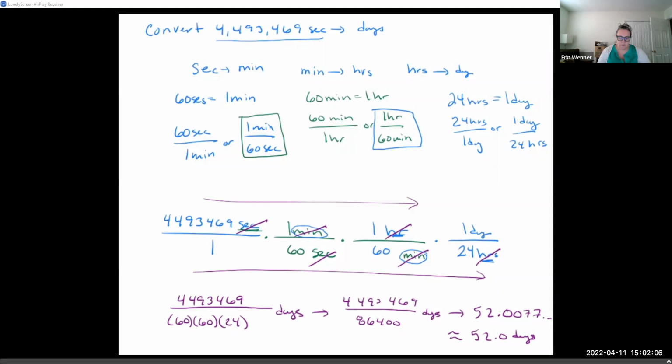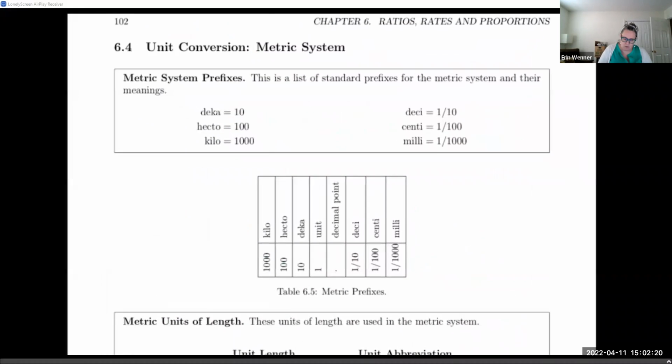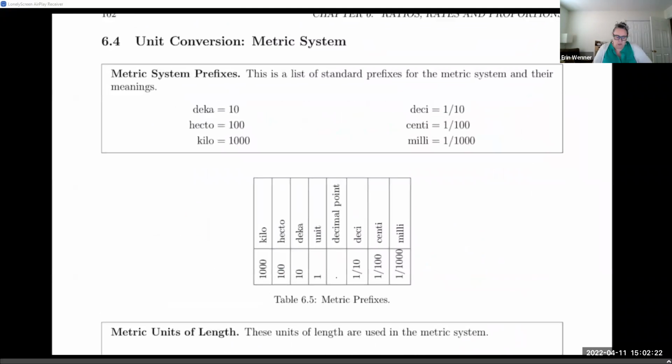Okay, so like I said, the first part, 6.3, has to do with converting within the American system. And in 6.4, we focus on converting in the metric system. And the nice thing about the metric system is that it's all based upon powers of 10. So with the metric system, you have these prefixes, and prefixes mean the value that comes before the unit of measure. And what does that mean?